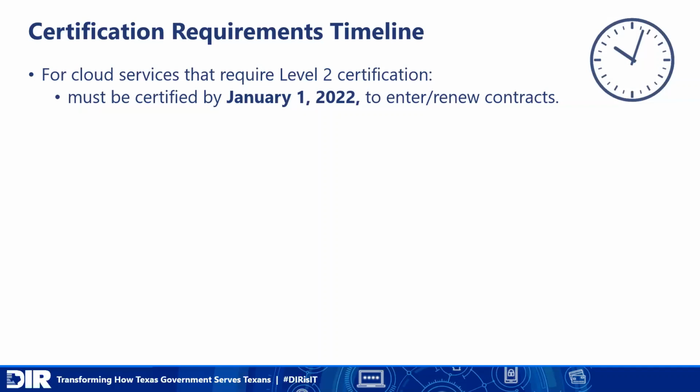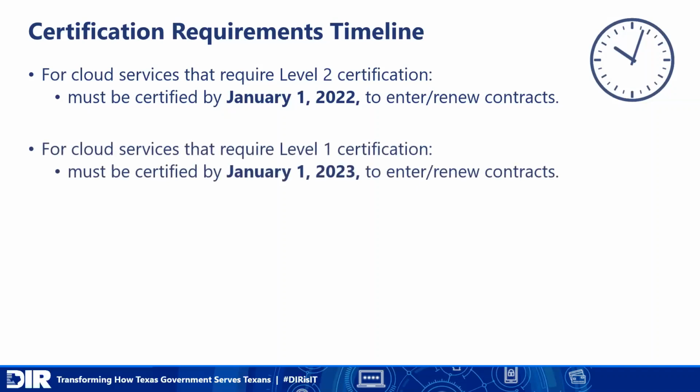So if a cloud service requires a minimum of the level 2 certification, it is required that that cloud service be certified under TXRAMP by January 1st of 2022 for the agencies subject to this program to enter or renew contracts. And then for cloud services that require level 1 certification, they need to be certified under level 1 by January 1, 2023 for agencies to enter or renew contracts. So it really depends on that level determination as to when these certifications need to be in place, otherwise be in violation of statutory language.